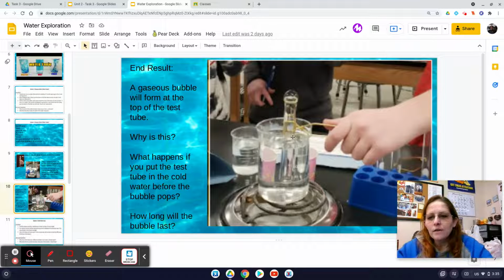So here's a trick. If you look at that, that is what happens in the hot water. If you take it out of the hot water before that pops and put it in the cold water, something cool might happen. I'm not going to tell you what, because I want you to try it. All right, think about it.